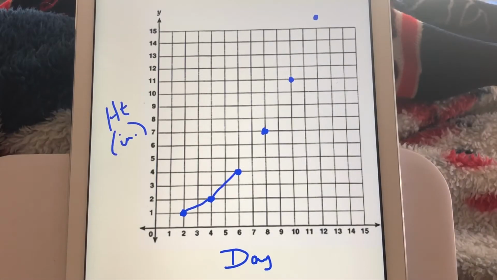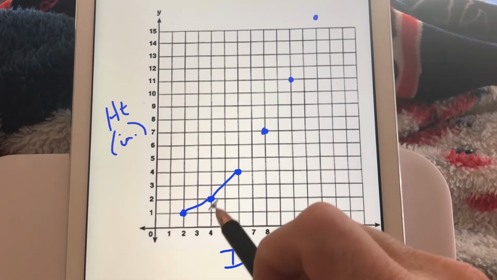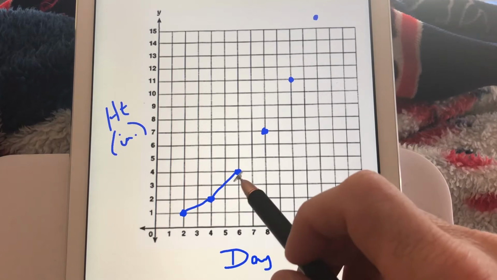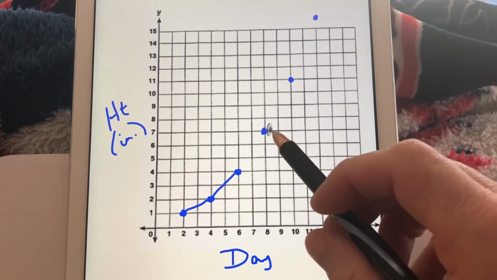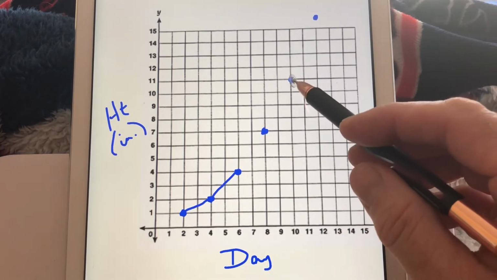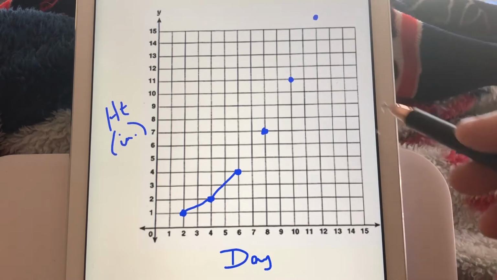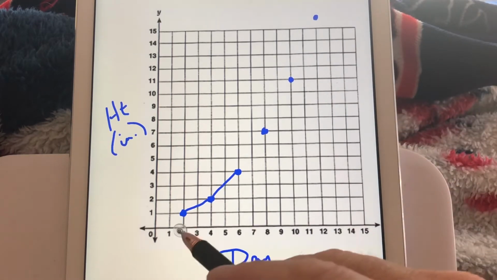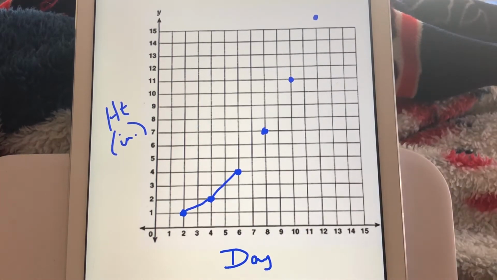Okay, so as you can tell, I've already plotted the points from the table. So the first ordered pair was 2, 1, then 4, 2, then 6, 4, then 8, 7, then 10, 11, and then 12, 16, okay? We can go ahead and start connecting the dots just to show the graph of this as it goes along. All right, so we're going to connect each of the dots here.